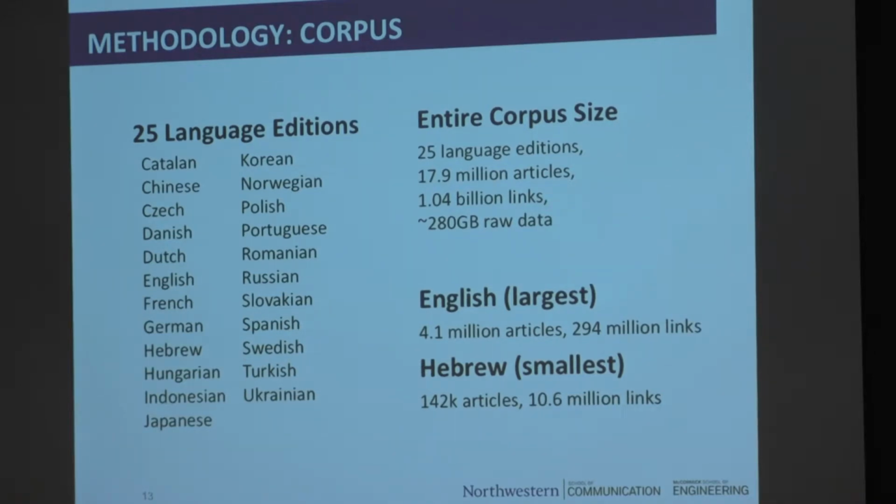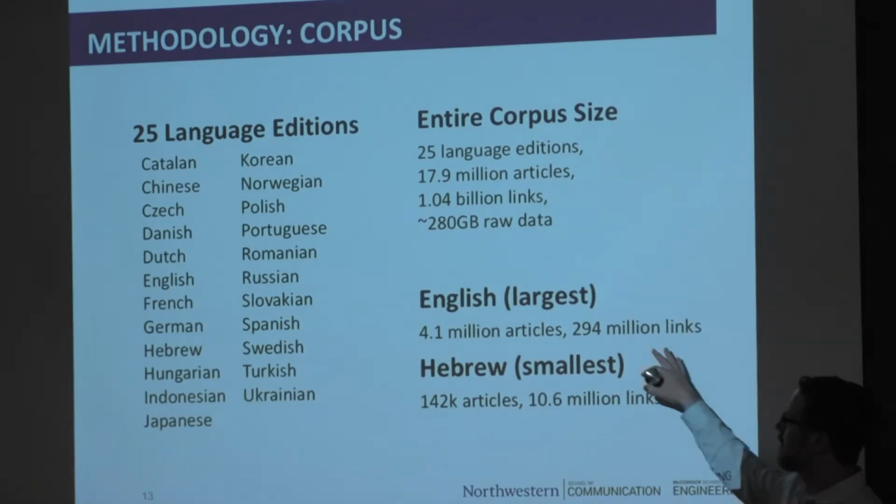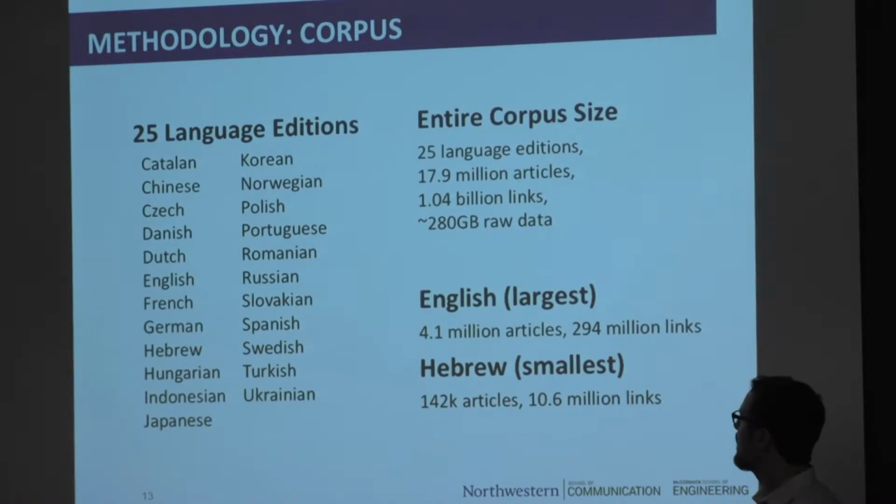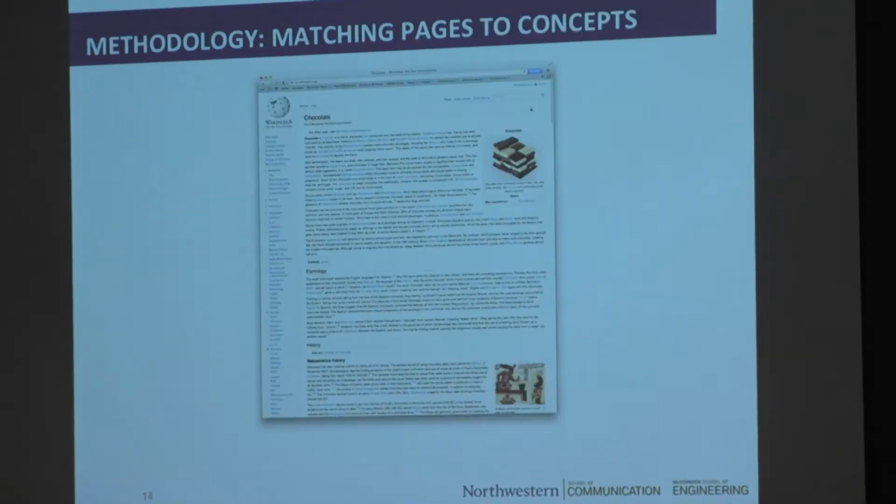English was the largest that we were looking at, so this was around 4 million articles and 94 million links. Hebrew was the smallest. It was only 142,000 articles and only 10 million links. But this was sort of a multilingual corpus, and here we're capturing all of the data that exists. So we're not sampling. This is the full data set.